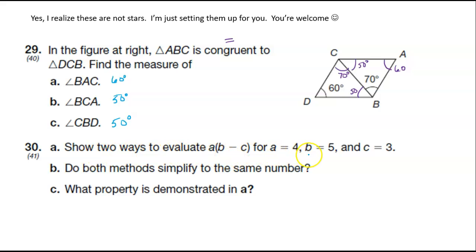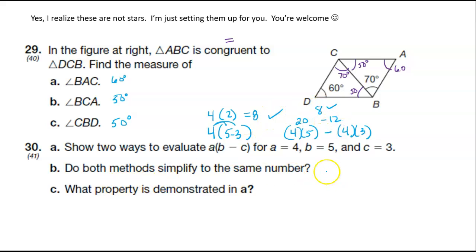Show two ways to evaluate this. So we have 4 times 5 minus 3, which is 4 times 2, which is 8. That's one way. Or you could do 4 times 5, we're going to distribute, minus 4 times 3, which is 20 minus 12, which is 8. Yes, they both have the same number. What property is demonstrated? Distributive property.